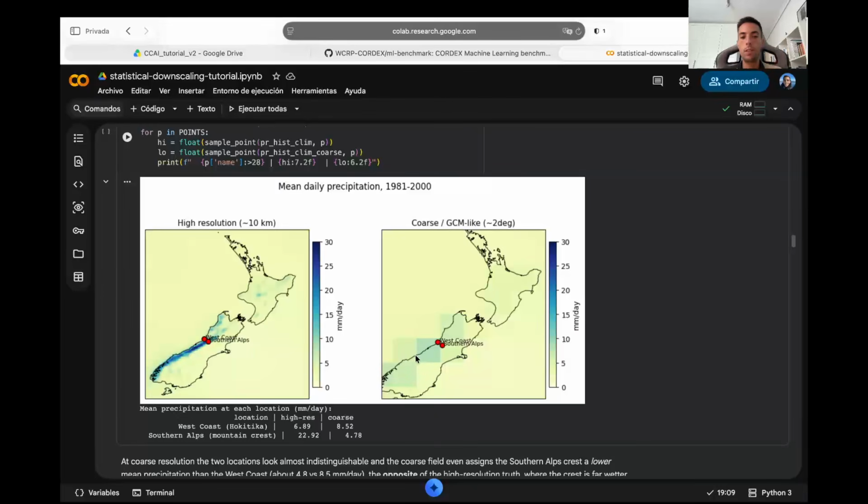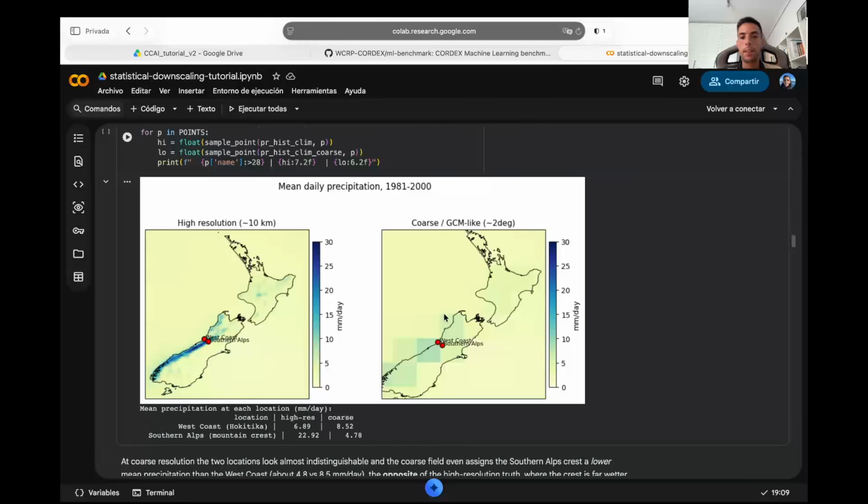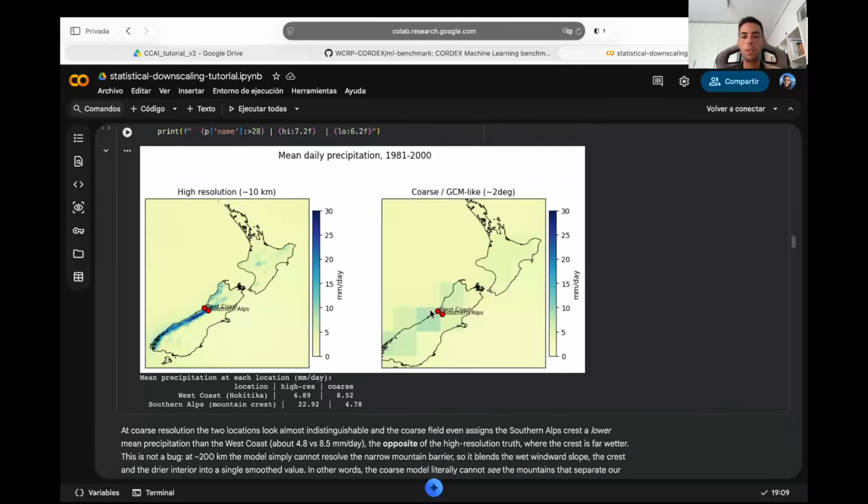Instead, what we get is this coarse precipitation simulation that doesn't allow us to assess the difference between the two points. So here we can start being aware of the issue that we have when working with simulations from GCM, if of course we want to work at regional scales. We don't have that regional detail when working with GCMs.